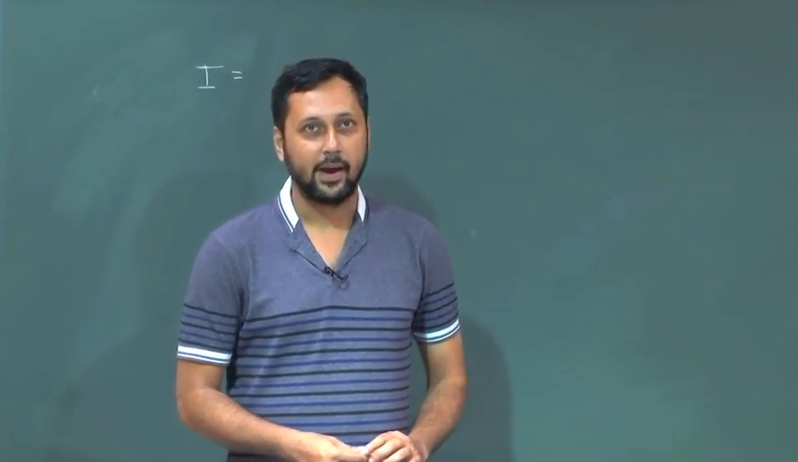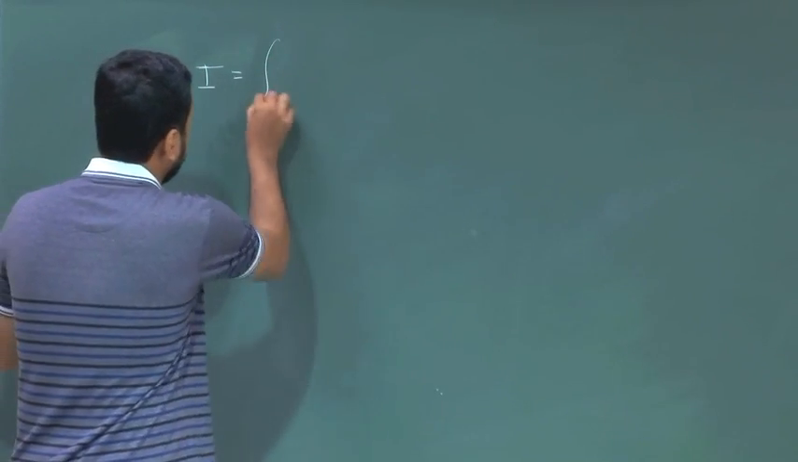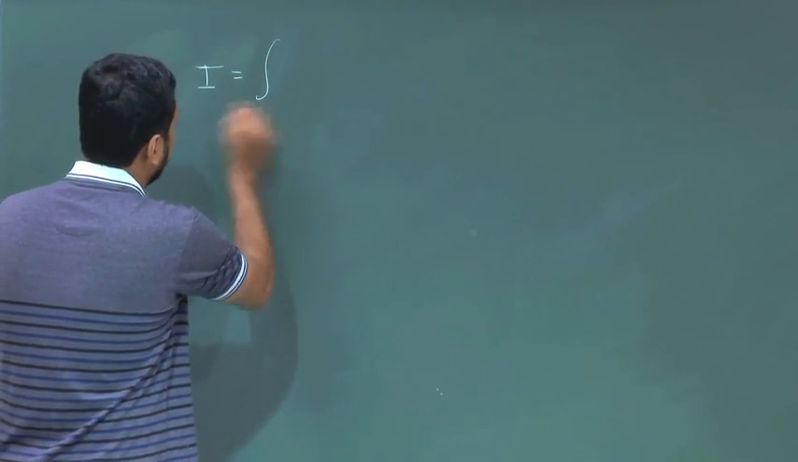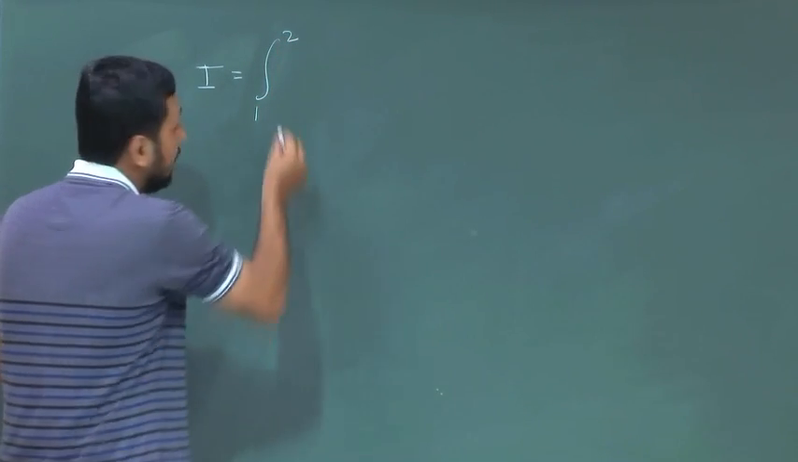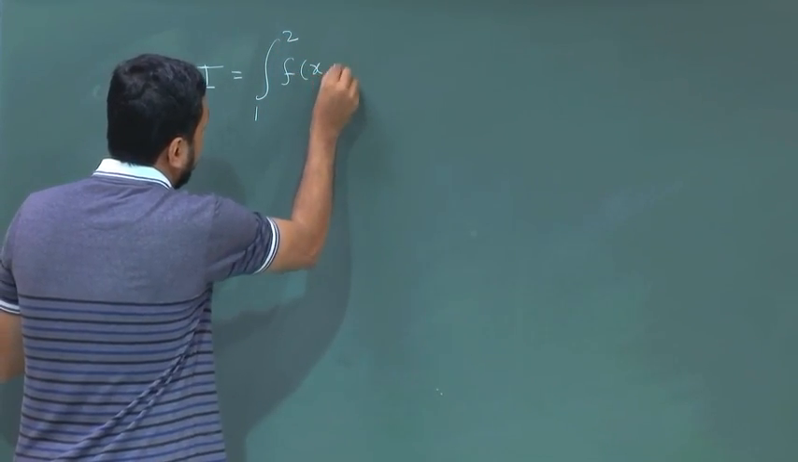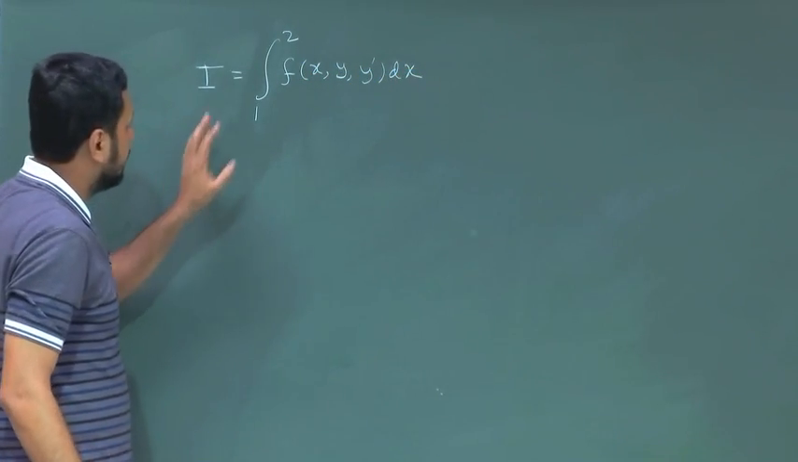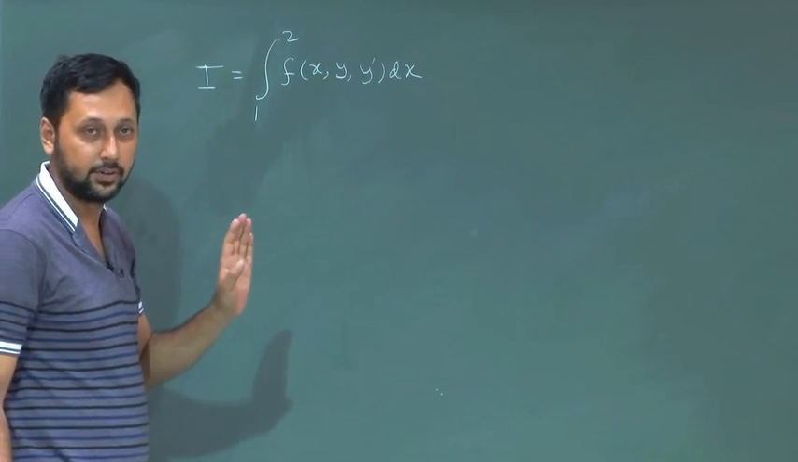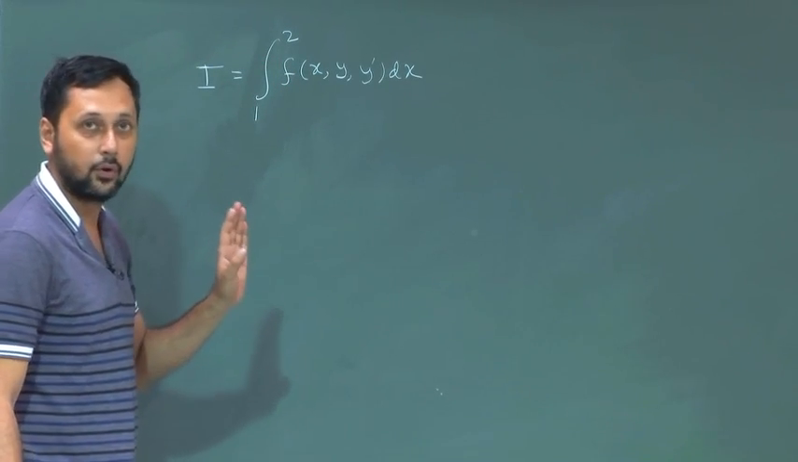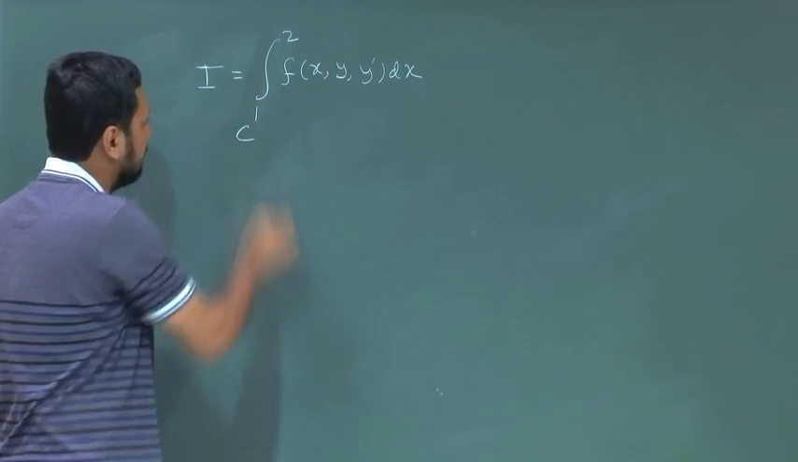Okay, so we are back and we start with a quick review of whatever we have done so far. What we have done is we have seen that this integral, which is taken between two stationary points of any function f(x, y, y'), dx, if between two fixed points this integral has a stationary value, that means if it is following a path.